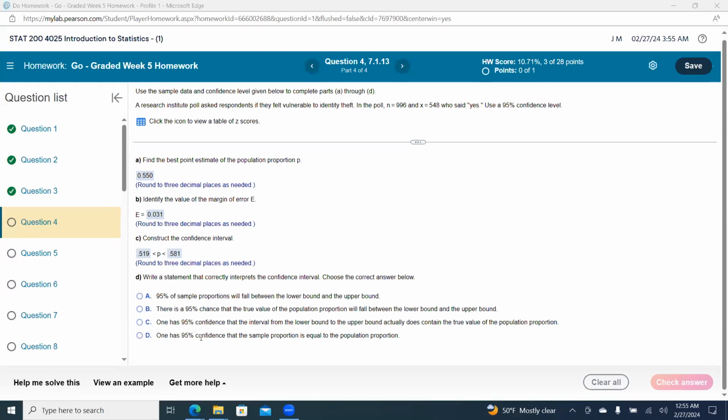So then, I always want to make a statement about this. We're not allowed to say chance. We're never ever allowed to say that there's a 95% chance. We're only allowed to say confidence.